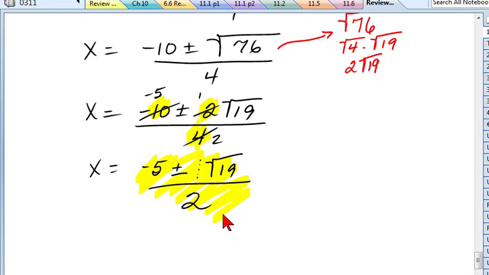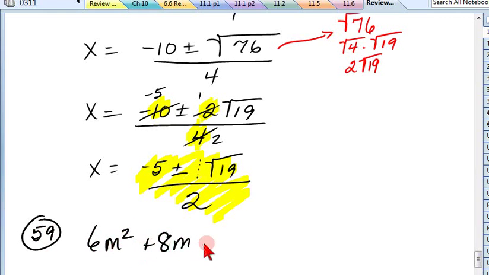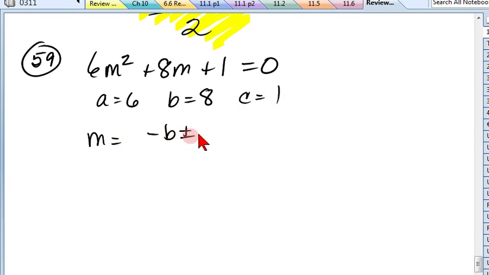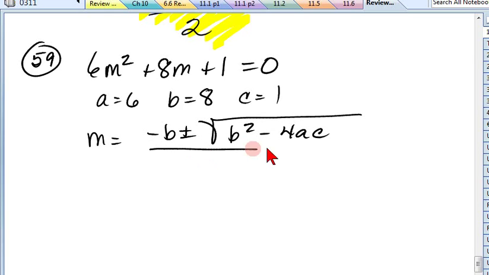Okay, last problem. See if I can make it through. 59. I have 6m squared plus 8m plus 1 is equal to 0. It's in the right form for the quadratic formula. a is 6, b is 8, c is 1. m is equal to negative b plus or minus square root of b squared minus 4ac all over 2a.